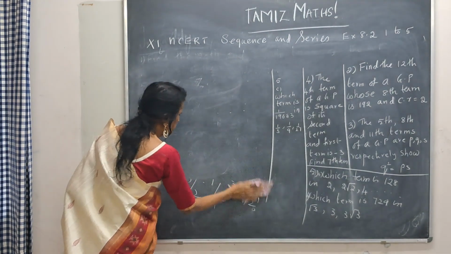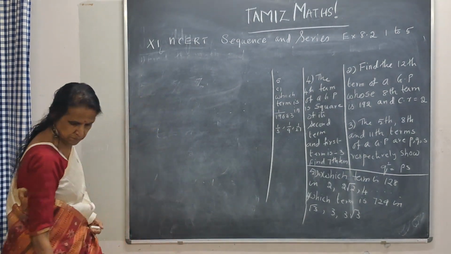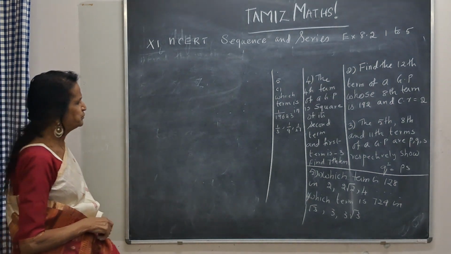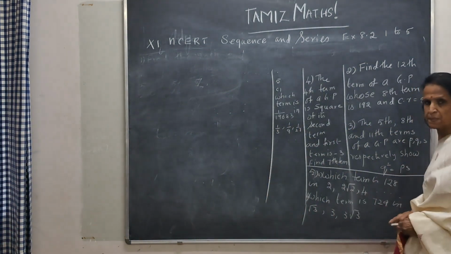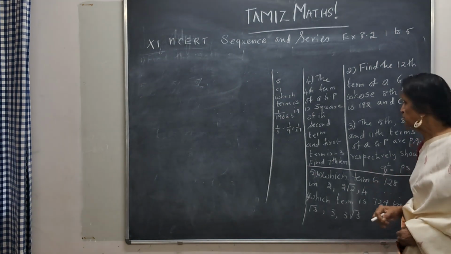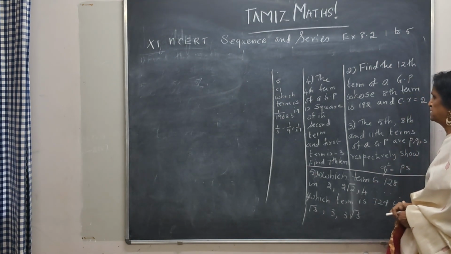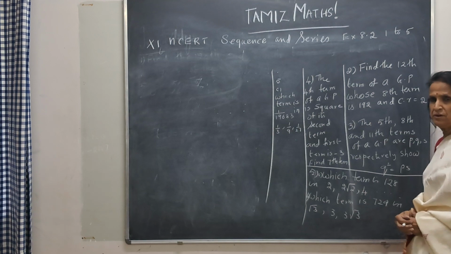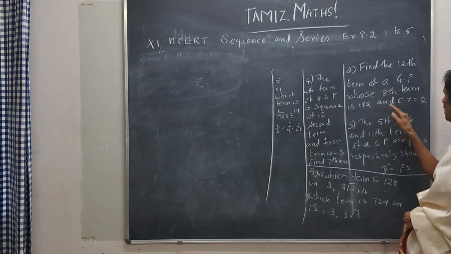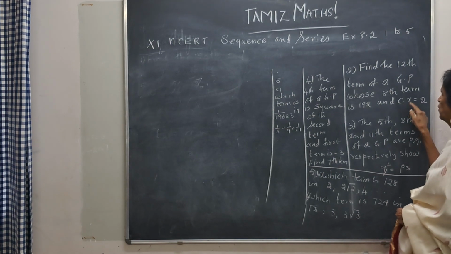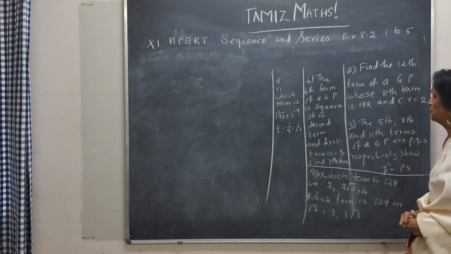Now we go for problem 2. Find the 12th term of a GP whose 8th term is 192 and the common ratio is 2. He has given you the 8th term and the common ratio, and you should find the 12th term.